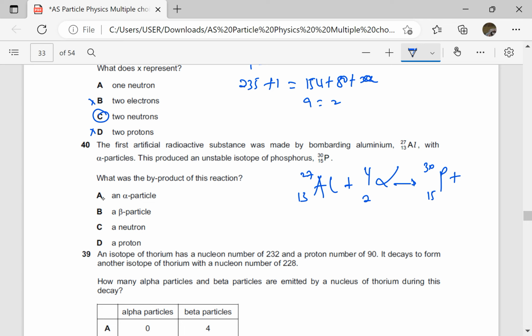So plus X. Proton number: on the left it is 15, on the right it is 15, so that is 0. So that is going to be a neutron. Nucleon number: on the left it is 31, the other one is 30, so that is 1. So this is going to be a neutron.